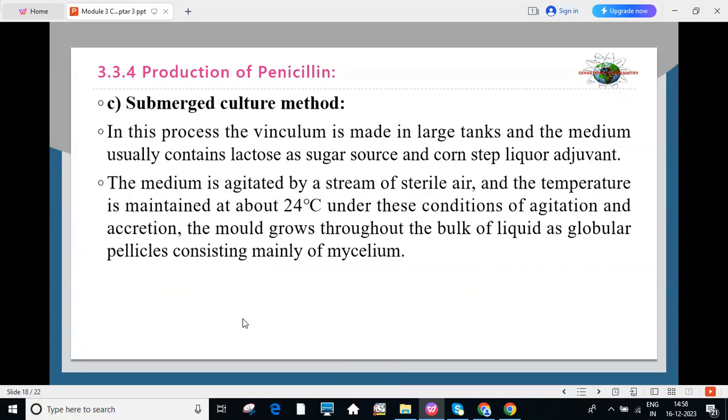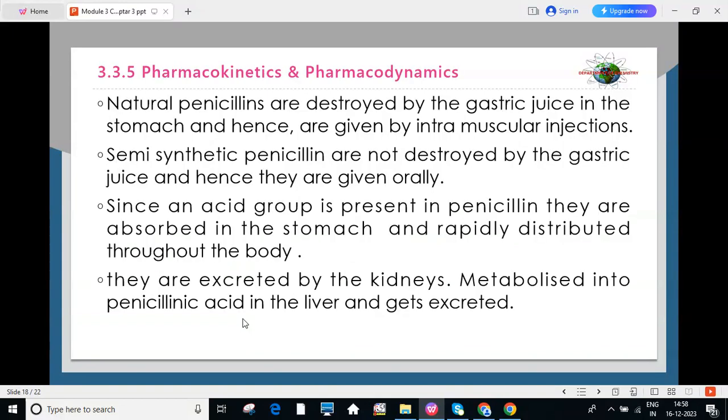The third method is the submerged culture method. In this process, the inoculum is made in large tanks, and the medium usually contains lactose as the sugar source and corn steep liquor as an adjuvant. The medium is agitated by a stream of sterile air and the temperature is maintained at about 24 degrees. Under these conditions of agitation and aeration, the mold grows throughout the bulk of the liquid as globular pellicles consisting mainly of mycelium.